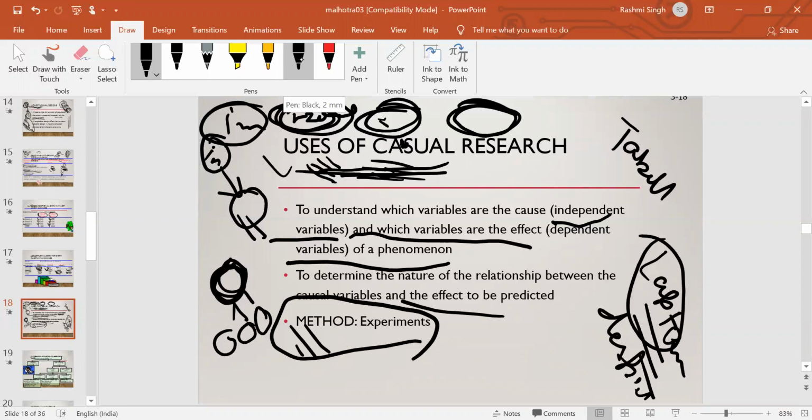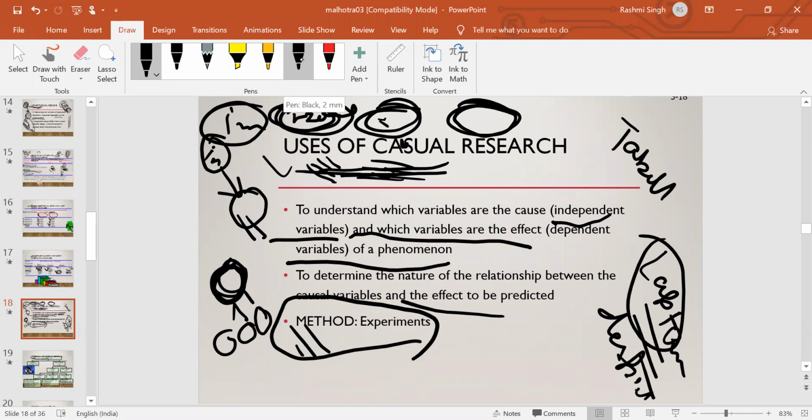Sometimes it will happen that you have to perform all. Sometimes you will firstly perform exploratory research, then descriptive research, and then causal research. Suppose you opened a store in some particular area, and the sales are very low, and you don't know the particular reason for that.